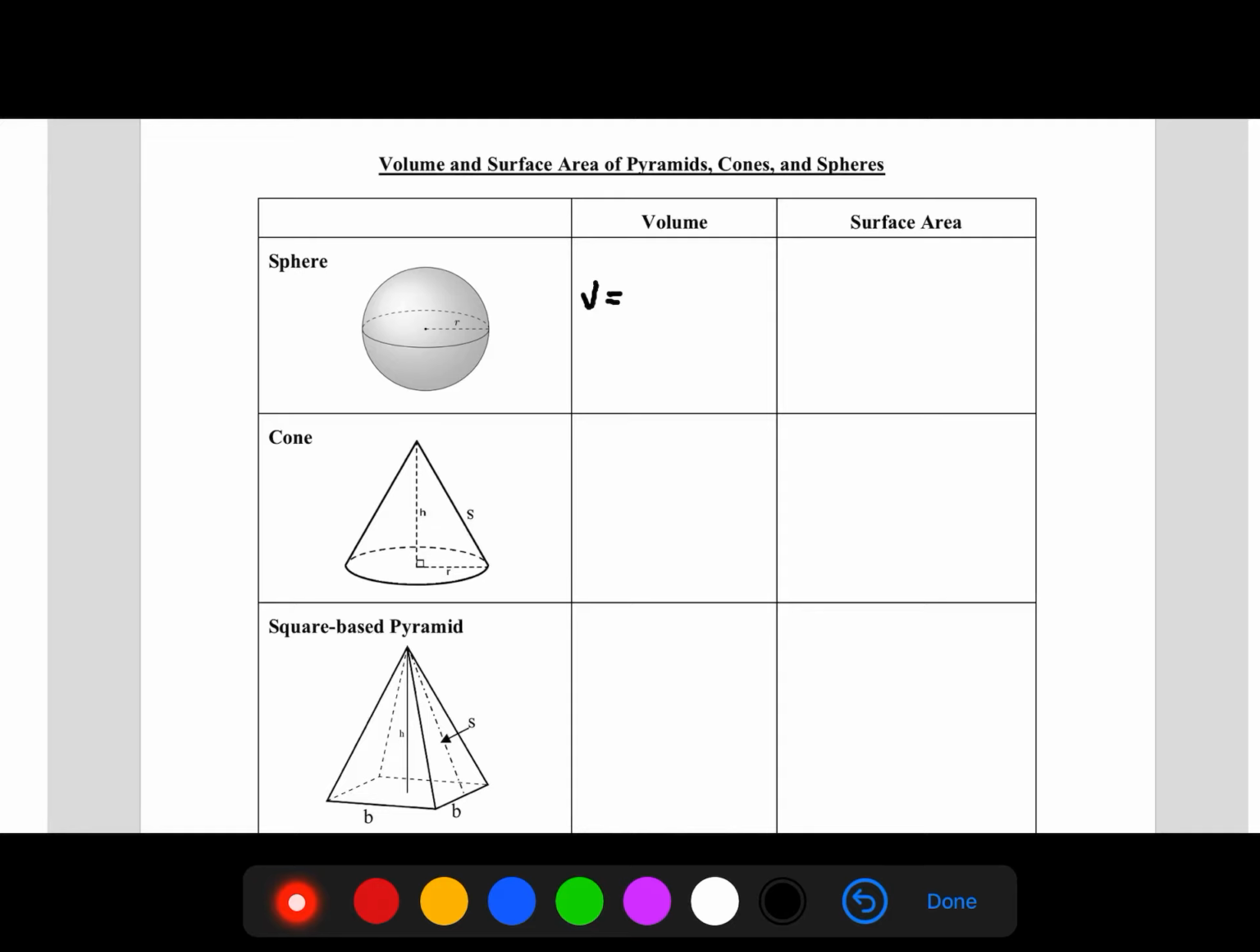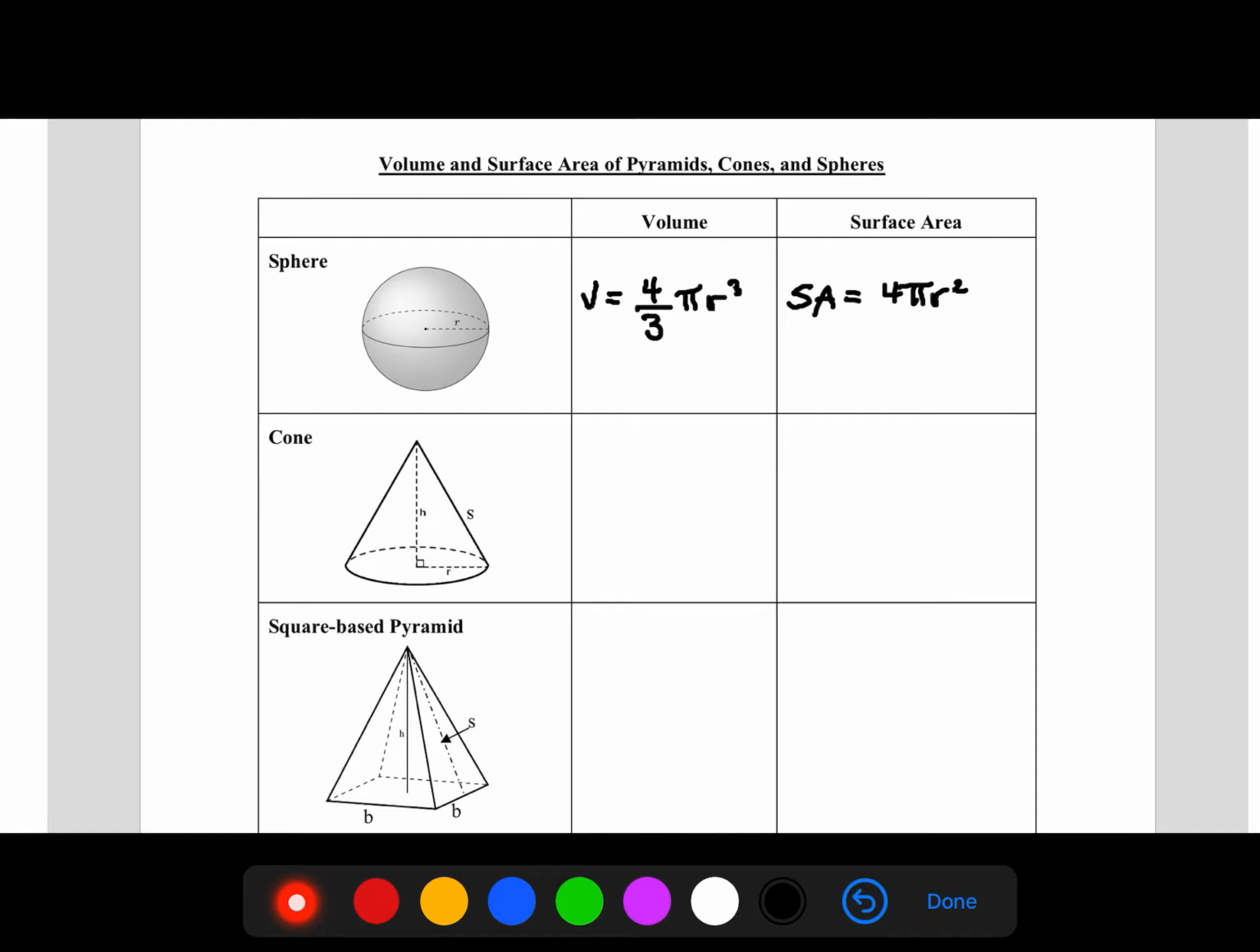First of all, for volume, and taking a look at our sphere, the only measurement that we have for a sphere is radius. So remember that volume is cubic units, which means that we're going to have an r cubed as part of that formula. And that's exactly what we have. The formula for volume of a sphere is 4/3 pi r cubed.